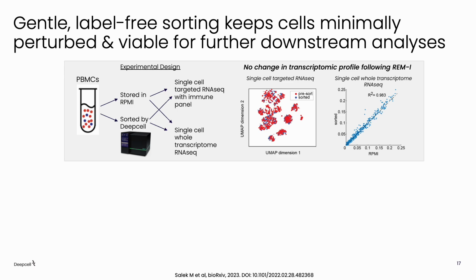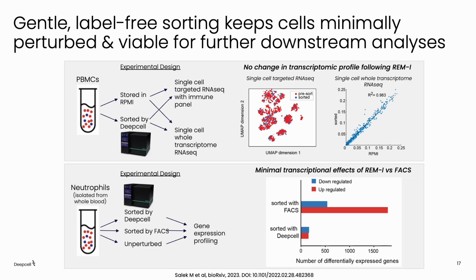Because the sorting process is gentle and label-free, that also means that the cells are minimally perturbed and still viable at the end. This then makes them ideal to use in downstream analyses. Therefore, we assessed the effect of the REM-I sorting on single-cell RNA sequencing. PBMCs flowed through the REM-I platform were compared with control cells stored in medium using either a single-cell targeted immune panel or single-cell whole transcriptome workflow. On the left is a UMAP of gene expression profiles from the pre-sorted and sorted cells, while on the right is a correlation plot for the two conditions. The two samples overlapped with each other in the UMAP plot, and gene expression levels showed high correlations, indicating no significant effect on gene expression after sorting on REM-I.